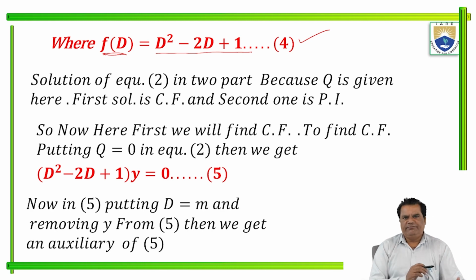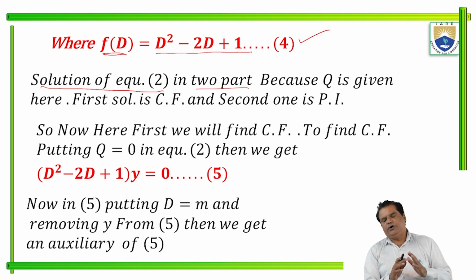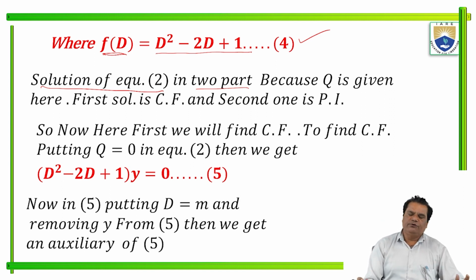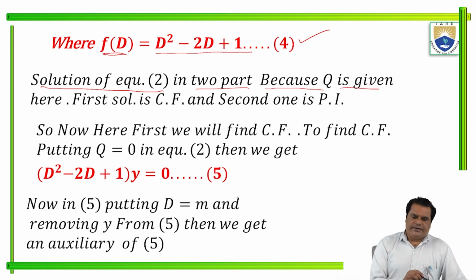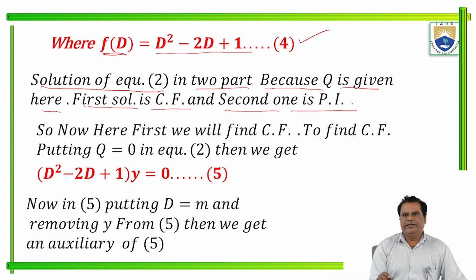Here we have the value of f(D) and we have the value of Q. So now we will find the solution of equation number 2 in two parts. Because Q is given here, the first solution is known as the CF, complementary function, and the second solution is known as the particular integral. So first we will find the complementary function. To find the complementary function, put Q equal to 0.